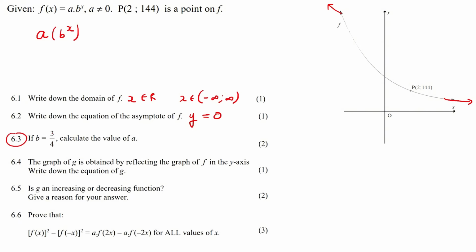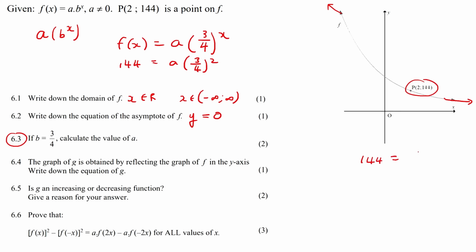If b is 3 over 4, calculate the value of a. They've given us b, which is nice. We remember that this is y. We've got a point, so we can fill in 144 as the y and 2 as the x. I would just type this on my calculator. It's going to give 9 over 16. So we can say 144 equals 9 over 16 times a. You can then divide both sides by 9 over 16, and you should end up with 256. So a is going to be 256.